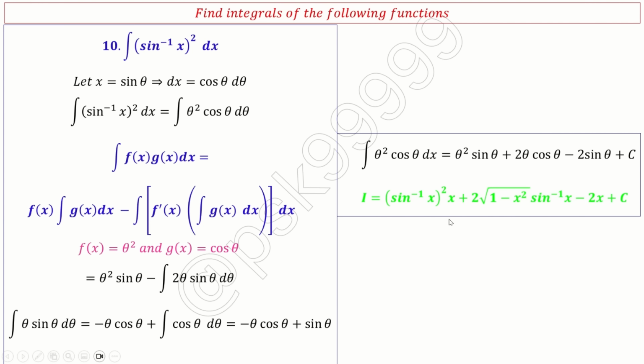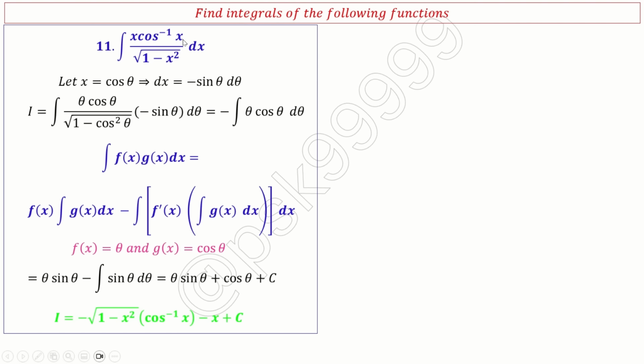Solve it. You get some answer here, right? Theta square sin theta plus 2 theta cos theta minus 2 sin theta plus constant. Now theta is nothing but sin inverse x. So if I substitute, I'll get my sin inverse x whole square into x plus 2 times square root of 1 minus x square, which is cos theta, into sin inverse x minus 2x plus c. Okay, so this is what you get. Next.